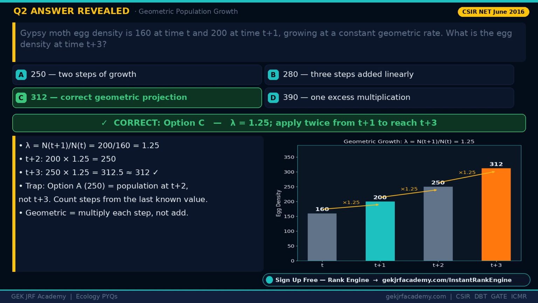The most common mistake here is choosing 250, which is the population at t plus 2, not t plus 3. Always count your steps from the last given data point. The question gives you t and t plus 1. So t plus 3 requires 2 more multiplications by lambda. Geometric growth is not addition. It is repeated multiplication. Every generation, the absolute number added also increases.